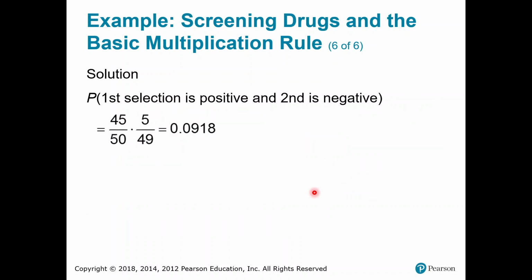And so without replacement, the probability of the first person being positive and the second person being negative is the probability of the first person being positive, which is 45 over 50, and then the probability of the second person being negative, provided that the first person already tested positive, so we don't have all 50 people left. We have one fewer, and so 5 out of 49. Using your calculator, multiply it out, you get 0.0918.